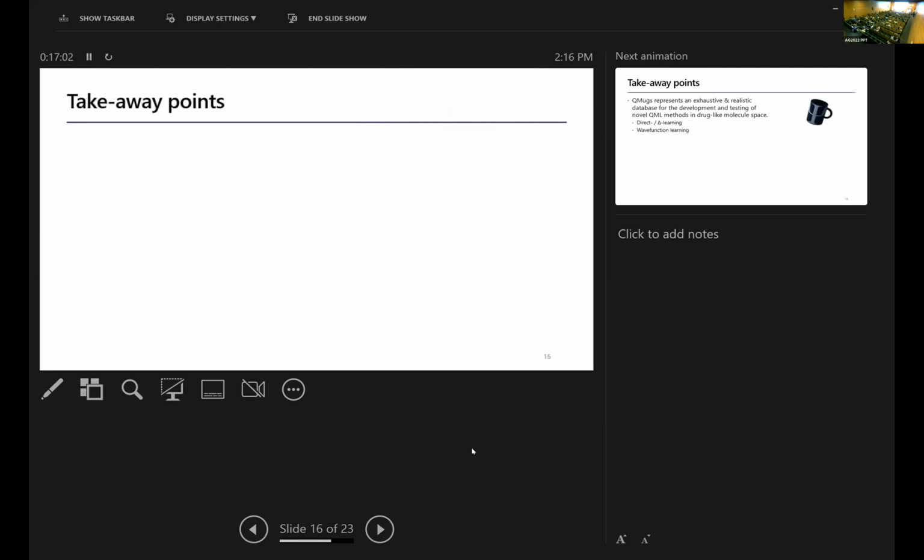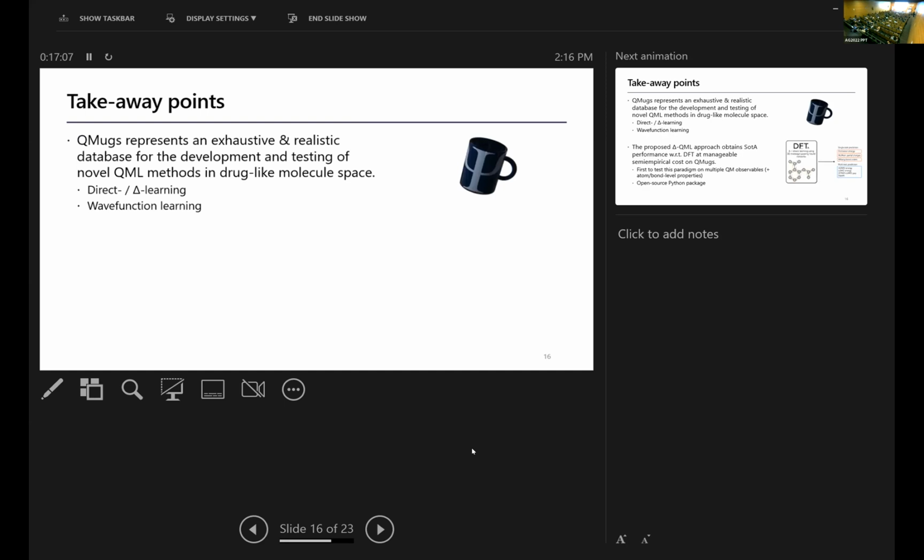So yeah, some takeaway points before I finish my talk. I would like to summarize and say that, in our view, QMugs represents a more exhaustive and, let's say, realistic database for the development and testing of novel QML methods in drug-like molecular space. We provide both direct and delta learning, which enables both direct and delta learning approaches, as well as weight function learning.